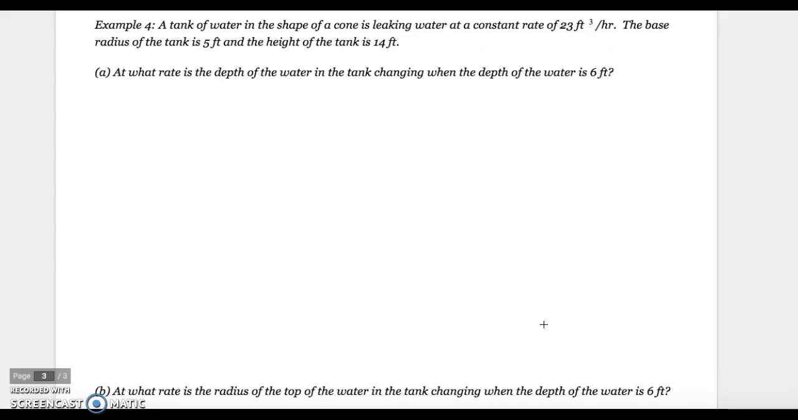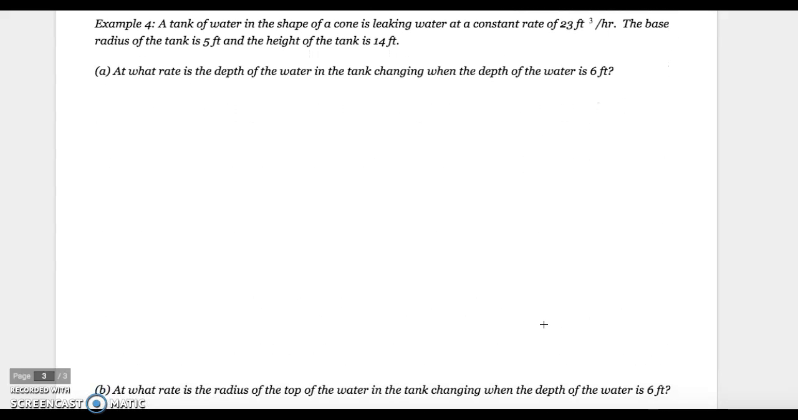All right, let's go on to it looks like our last example, but it's got 2 parts. So we have a tank of water in the shape of a cone that is leaking water at a constant rate of 23 feet cubed per hour. The base radius of the tank is 5 feet, and the height of the tank is 14 feet. I'm guessing if it's leaking and it's a cone, it technically doesn't matter, but I will draw my cone upside down.